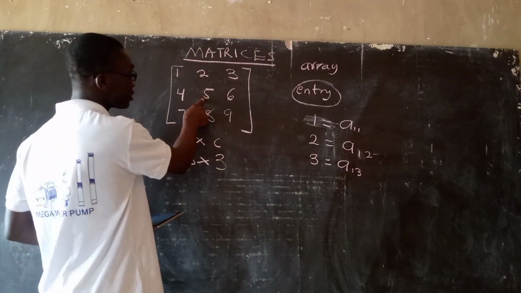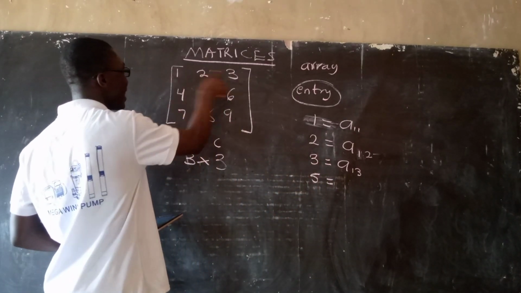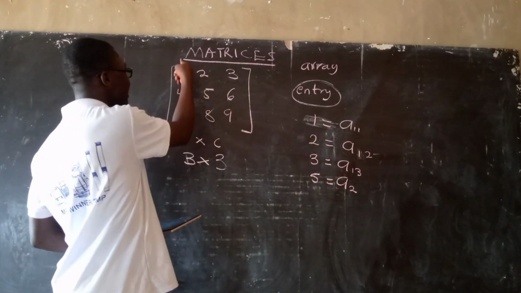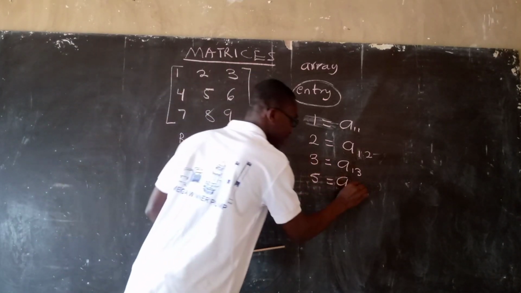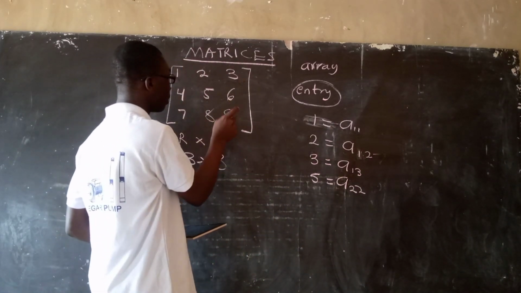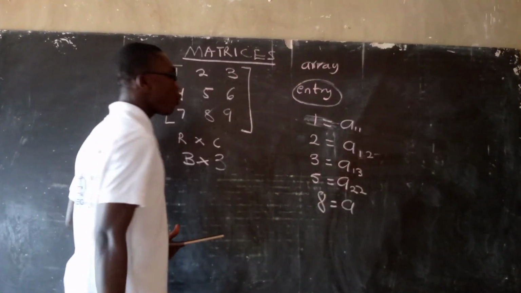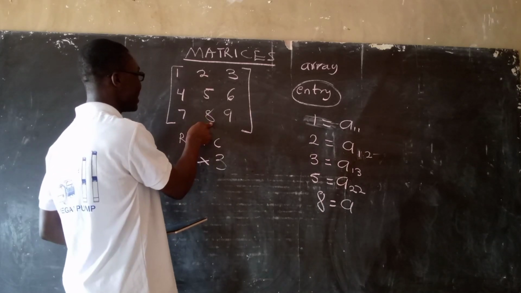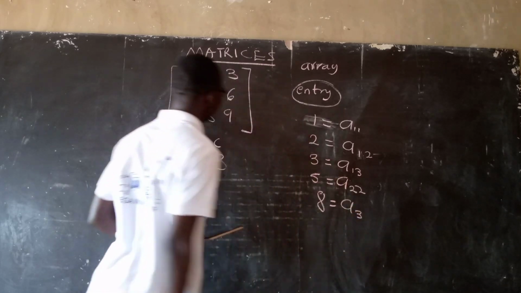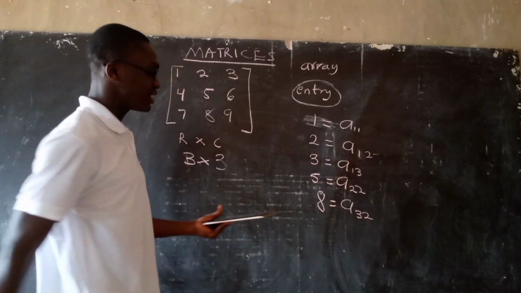So let's try naming the 5. What's the address for 5? 5 is in the second row, and 5 is in the second column. So this is the address for 5. Let's address 8. What is the row of 8? 8 is in the third row. Now the column: 1, 2, the second column. This is the address for 8.